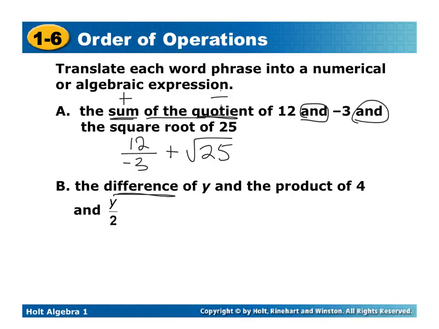Alright, so difference is going to mean subtraction, and product is going to be multiplication. So the difference of y and, so y minus the product of 4 and y divided by 2.